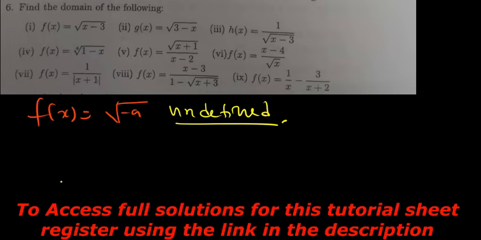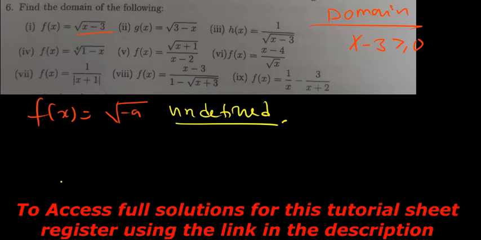That's the domain. So for any kind of radical function where we are trying to find the domain, you just get what is in the square root, x minus 3 greater than or equal to 0.